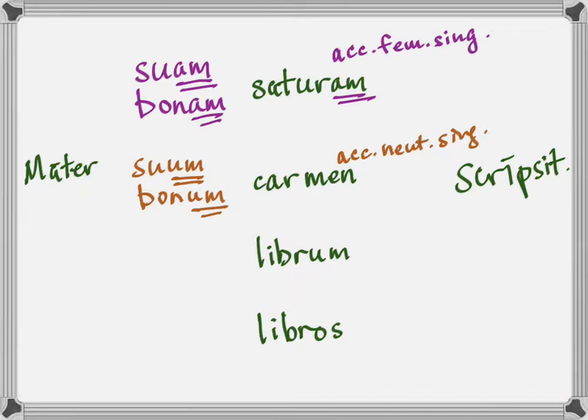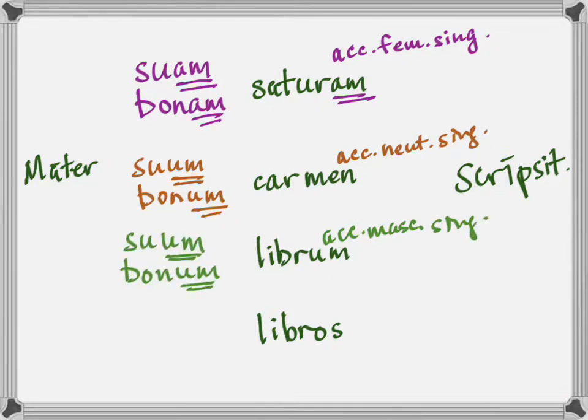Okay, now let's look at librum, which is accusative masculine singular. So if we want to say the mother wrote her own book or the mother wrote the good book, we use the accusative masculine singular forms of suum and bonum. Okay, now how about libros? That's accusative masculine plural, and that's the word that we're modifying. The fact that the subject of the sentence is mother is irrelevant. The subject is mother, feminine singular, but the sentence is mater libros, accusative masculine plural, scripsit. So if we want to say mother wrote her own books or the mother wrote good books, mater suos libros scripsit, mater bonos libros scripsit.